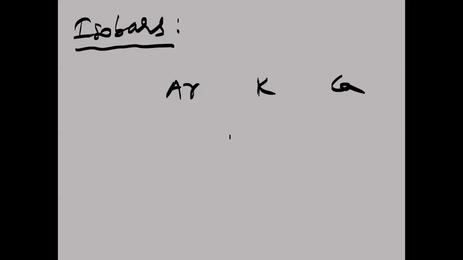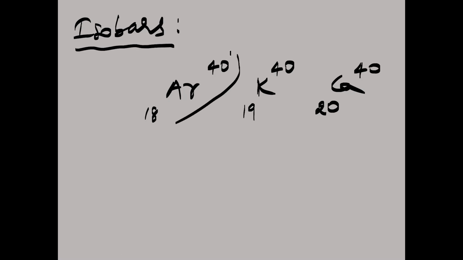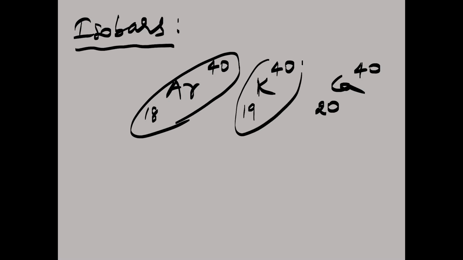What are the atomic numbers of these? The atomic numbers are 18, 19, 20. So 18 is the atomic number here, 19 here, 20 here. The atomic numbers are different and the mass numbers of these will be the same: 40, again 40, here also 40. So the atomic numbers are different but the mass numbers are the same. So we have taken 3 atoms.